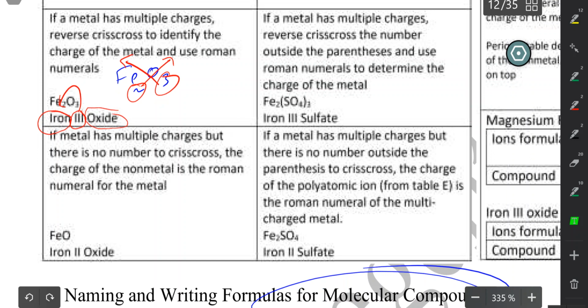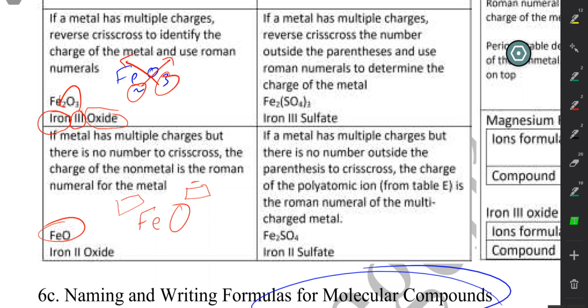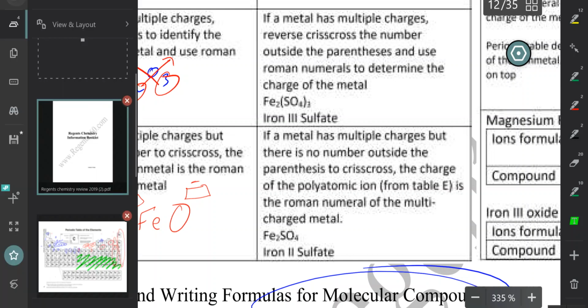If you don't have something to reverse crisscross, for example here, FeO, there's nothing to reverse crisscross here. You know that FeO has no subscripts because whatever charge oxygen had was cancelled out by the charge that iron had. So if the oxygen charge was negative, the iron charge would have had to be positive, and the magnitude of these charges had to be the same as well. So let's take a look at what the charge of oxygen is.